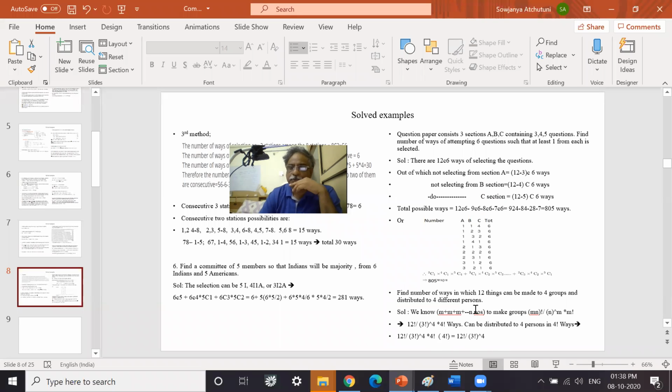But if you have to distribute to 4 different persons, into 4 factorial ways, 4 factorial, 4 factorial cancel. So 12 factorial by 3 factorial to the power of 4. So this is the answer.